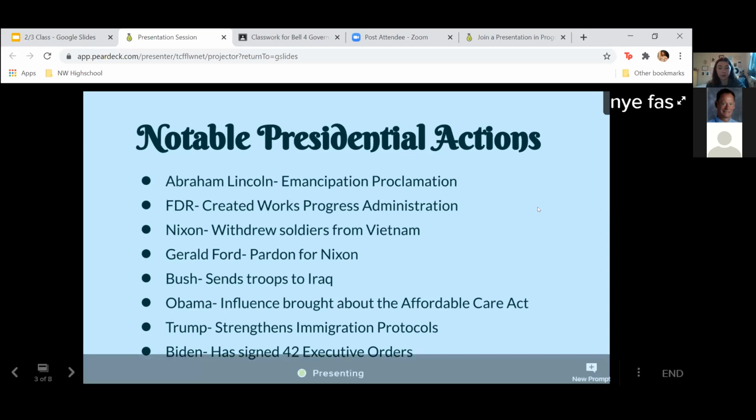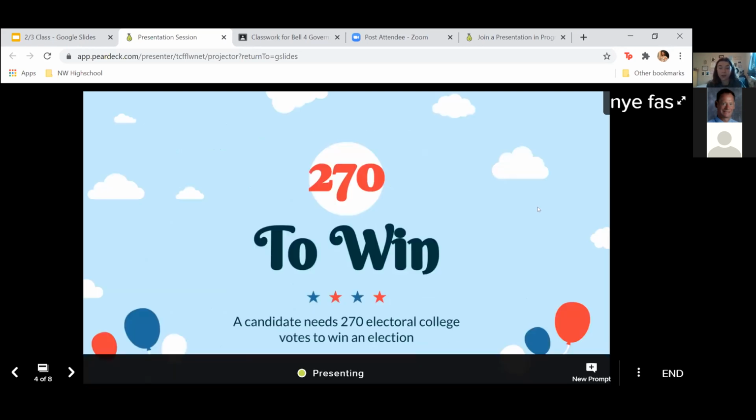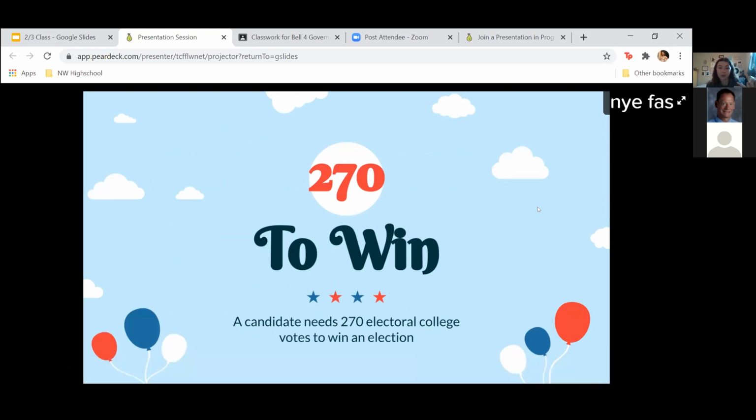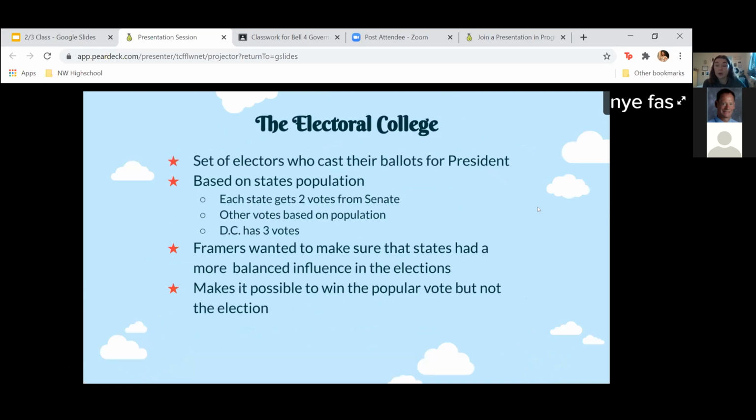Okay, great. The other thing we looked at was the Electoral College, and you learned 270 to win. So a candidate needs at least 270 Electoral College votes to win an election. What does that mean? The president is actually elected by the Electoral College. They are not directly elected by citizens. Instead, citizens vote in their state, and whoever wins that state sends their electoral votes for that candidate.